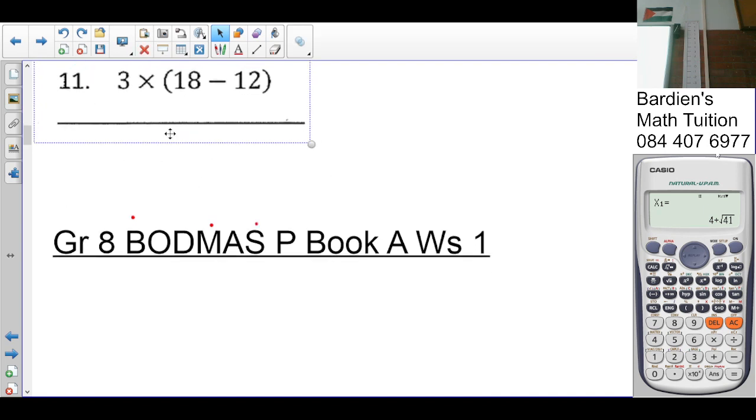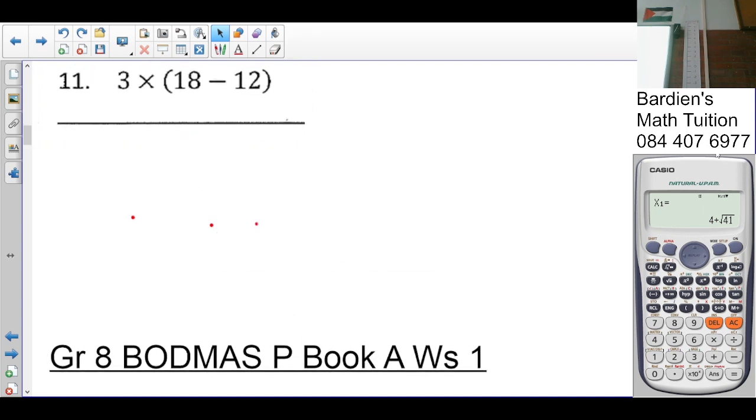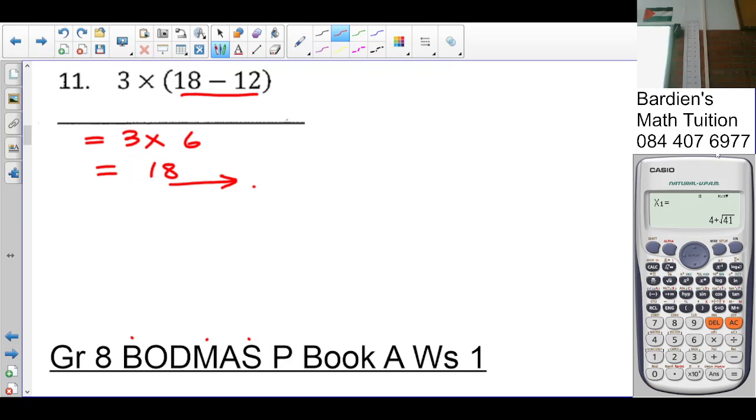Look at number 11. Here we have multiplication, brackets and subtraction. So what must be done first? Brackets. So it's going to be 3 multiplied by, what is 18 minus 12? 6. And 3 multiplied by 6 is? 18. Any confusion here, people? No?